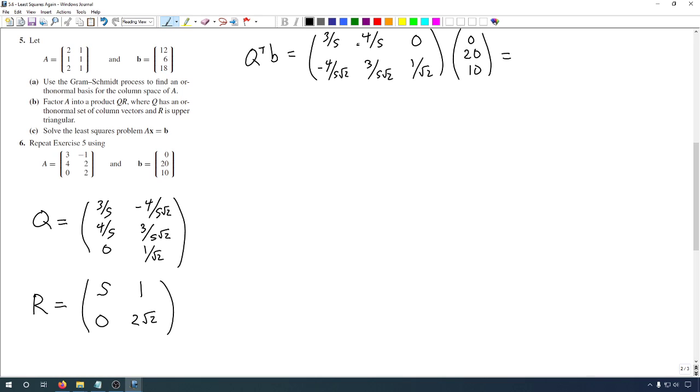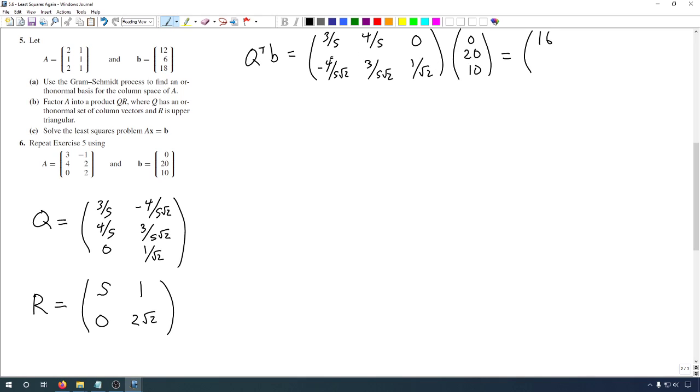So remember, we're doing row by column. So actually we have a 0 plus 4/5 times 20 plus 0. Well, 4/5 times 20 is going to be 16. Next one is going to be a little bit more complicated.